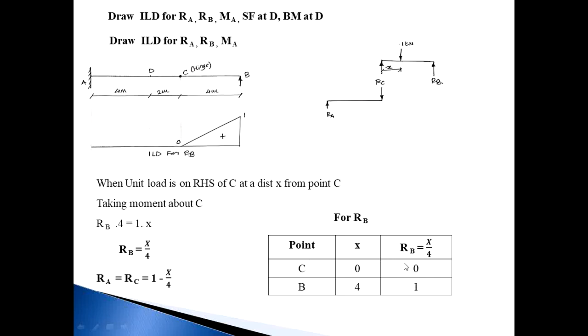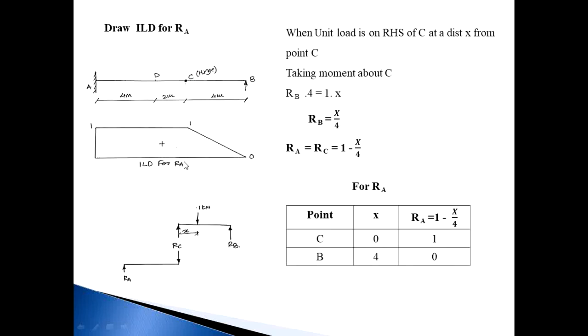Now draw this sketch of the ILD. When the load lies between A to C, there is no reaction at B, so it becomes 0. When the load is acting at point C, it becomes 0, and when the load is acting at point B, its value will be 1, and both values are positive. So plot upside and join this. This is the ILD for RB.